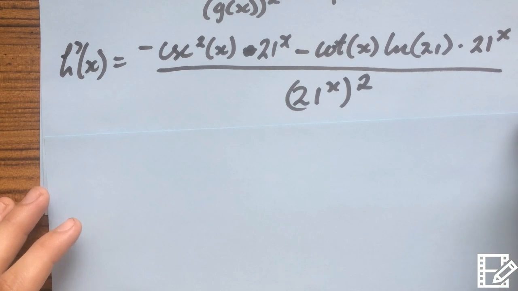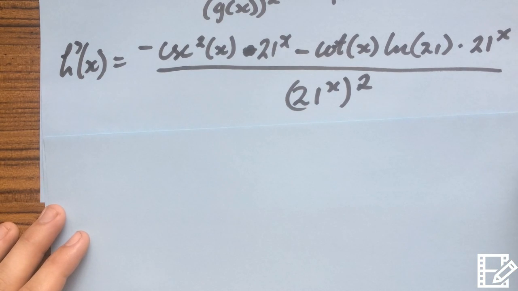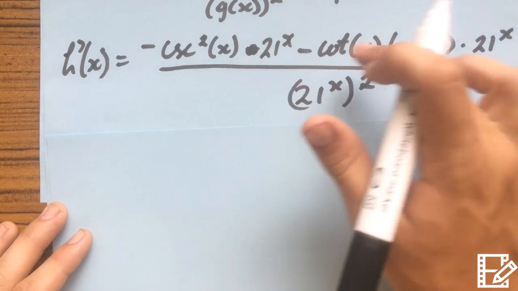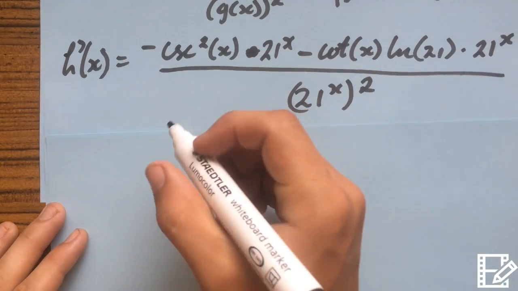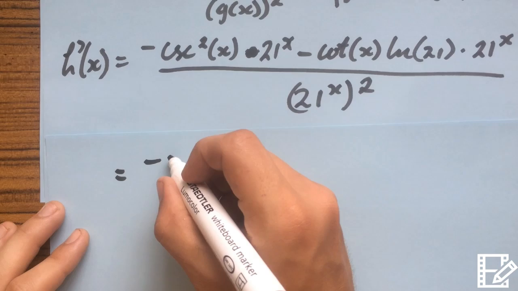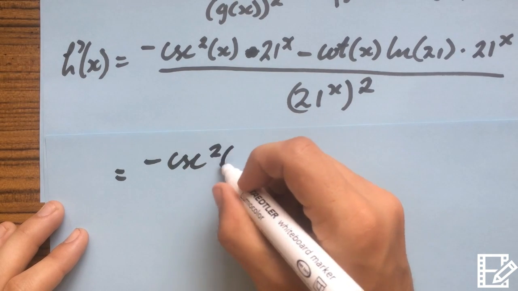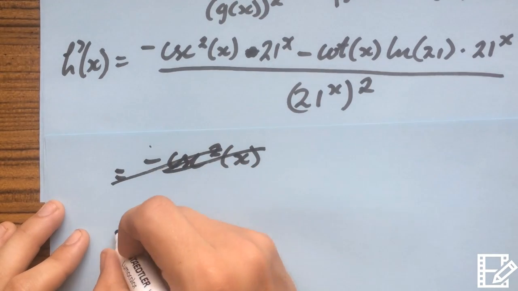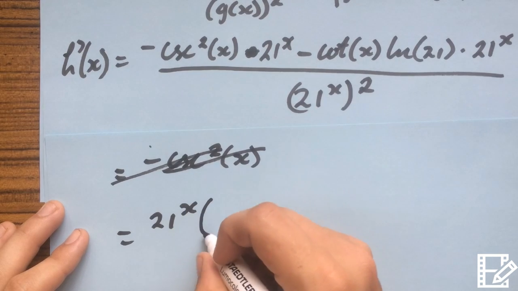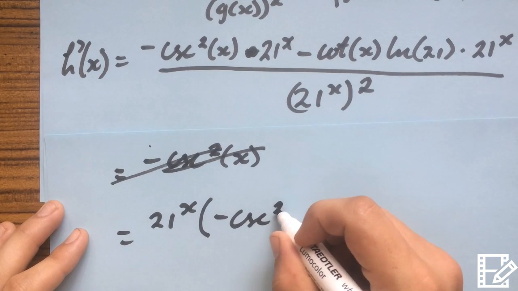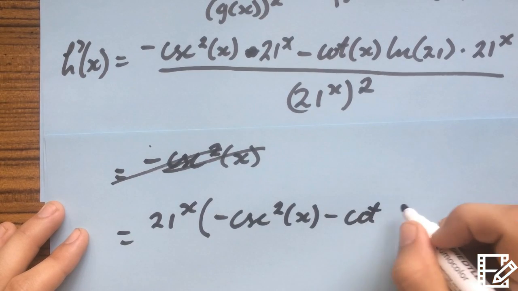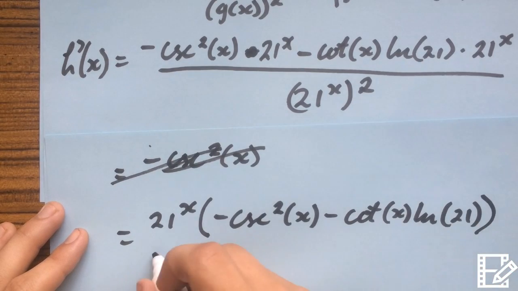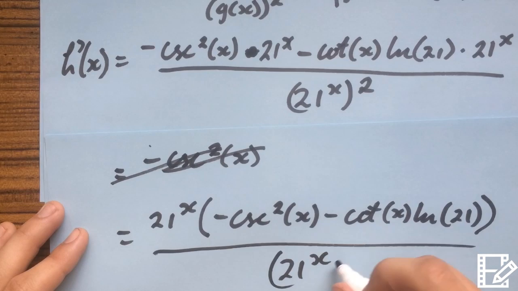I'm only going to go a bit further because I want to show you what happens when you go a bit further. Just a little bit, obviously, but we have a 21 to the power of x on either side of the minus sign, so we can factor it out. Negative cosec squared x, I'll bugger that up, sorry. 21 to the power of x, bracket negative cosec squared x minus cotangent of x ln 21, over 21 to the power of x squared.